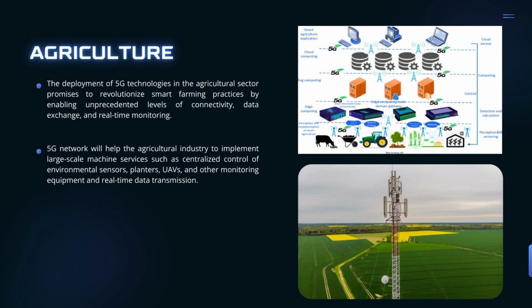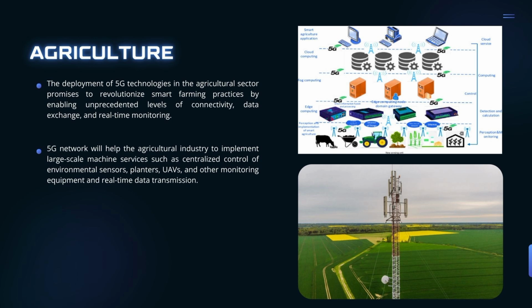Another application of cellular networks is in agriculture. Cellular networks in the agricultural sector promise to revolutionize smart farming practices by enabling unprecedented levels of connectivity, data exchange, and real-time monitoring.